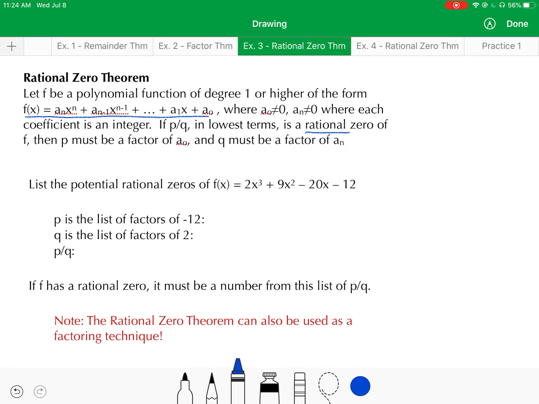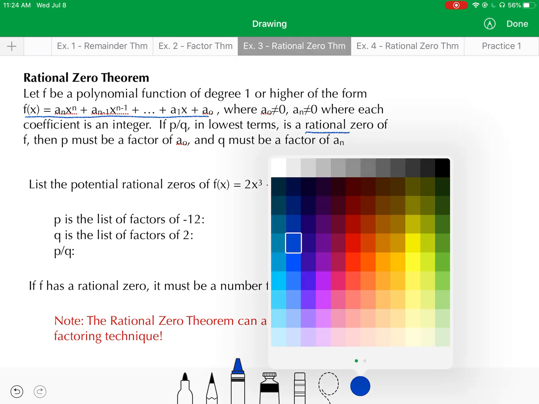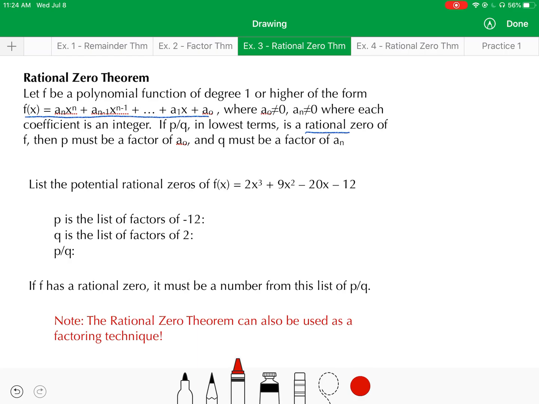So basically we're saying that in order to be a rational zero of the function f, the numerator of that rational zero has to be a factor of the constant of the function, okay? And then the denominator of that rational zero has to be a factor of the leading coefficient of the function, okay? Now, what I want you to understand is that this theorem doesn't directly give you the rational zeros of the function. It just gives you a potential list of the rational zeros, okay?